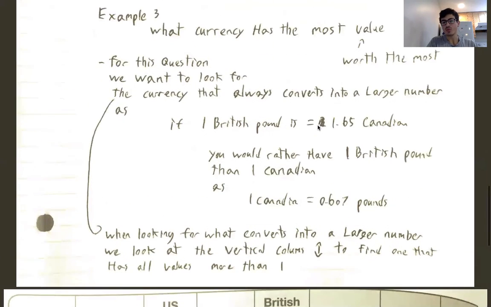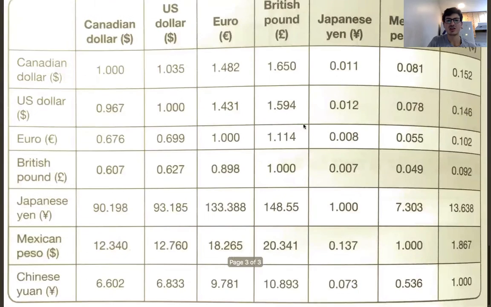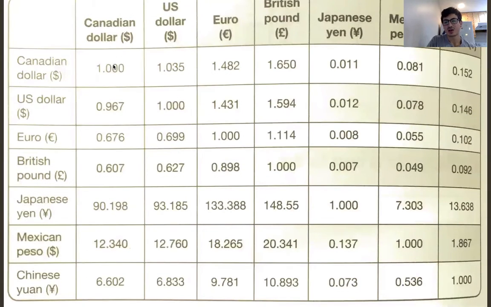So you want to look for a conversion for currency. When it converts into a different currency, it always converts into a larger number, because the smaller the value, the higher value one of those has. So you want to look in the vertical column because that's what you're going to convert into. So you look at the numbers in the vertical column. Let's say we're looking at Canadian dollars. Well, we see Canadian dollar converts into a smaller number when it converts into US dollars. So a US dollar is actually worth more than a Canadian dollar.